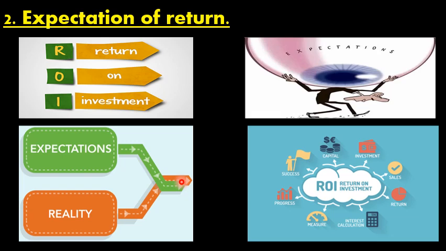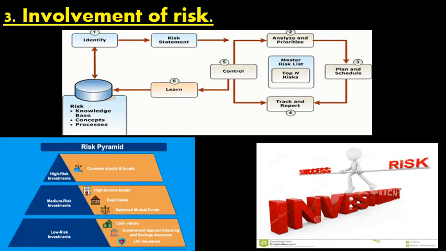Of course, we have the expectation of getting a return, so that's why we save some amount from our hard earnings, then utilize it in different investment avenues, and we always expect a positive return. But that positive return is dependent on the investment avenue. So that is called expectation of return. The next feature is involvement of risk.